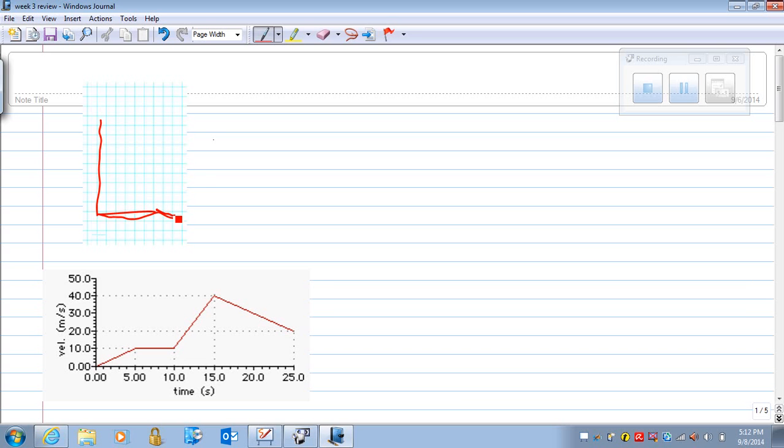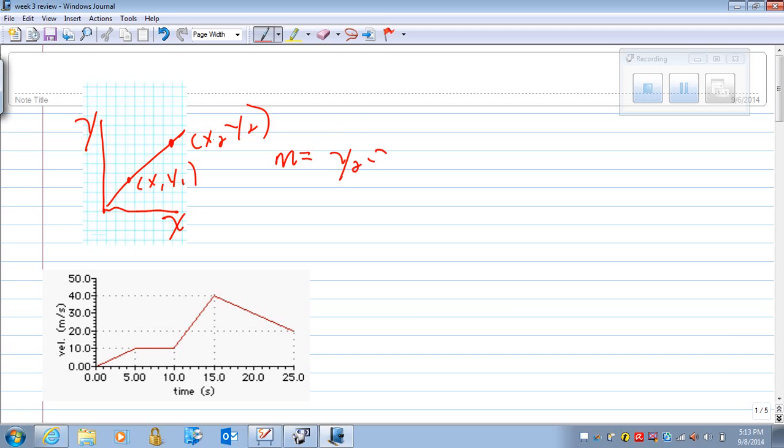When we have slope, let me make this a little straighter. In math we were taught that we have y over x, and if we have 2 points, one being x1, y1, and the other being x2, y2, our simple algebra tells us that the slope of this line is equal to y2 minus y1 over x2 minus x1.